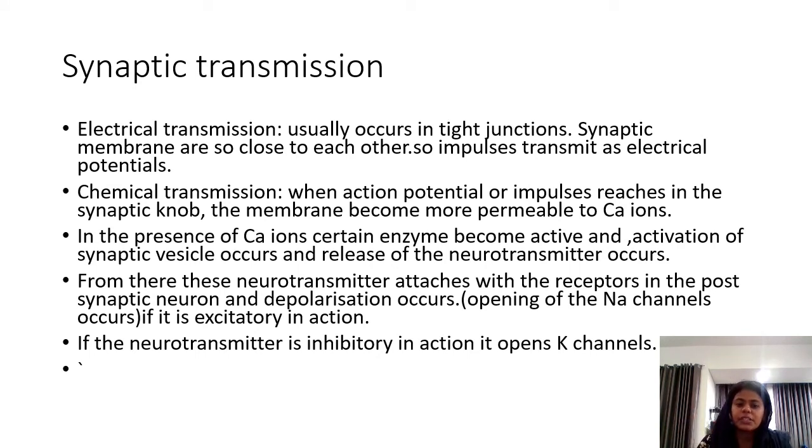There are two types of neurotransmitters: excitatory neurotransmitter and inhibitory neurotransmitter. If it is an excitatory neurotransmitter, the sodium channels open and cause depolarization. If it is an inhibitory neurotransmitter, it causes opening of the potassium channels, so repolarization occurs.